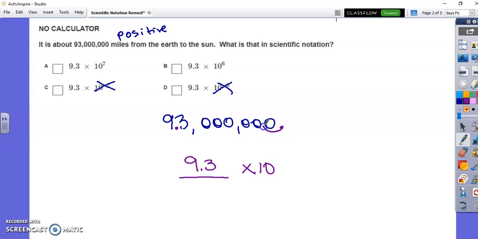So we're just going to count 1, 2, 3, 4, 5, 6, 7. So it should have been a positive 7. Another way to look at it is you can count how many numbers are there between those two decimals. 1, 2, 3, 4, 5, 6, 7, and you get the same answer. So the answer to this question should have been A, 9.3 times 10 to the positive 7.